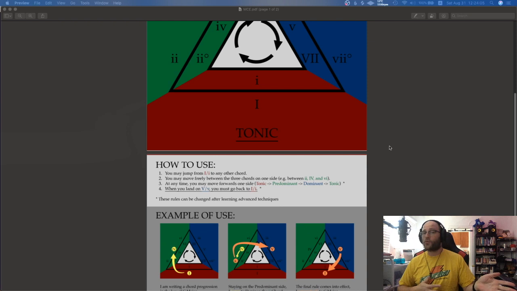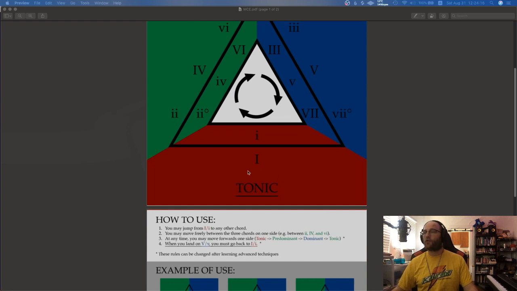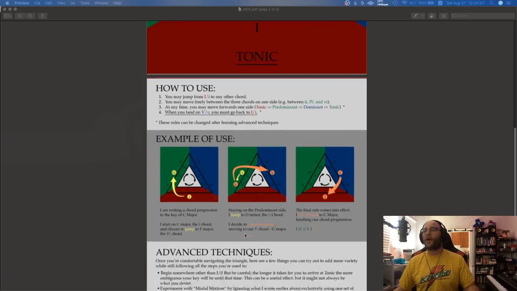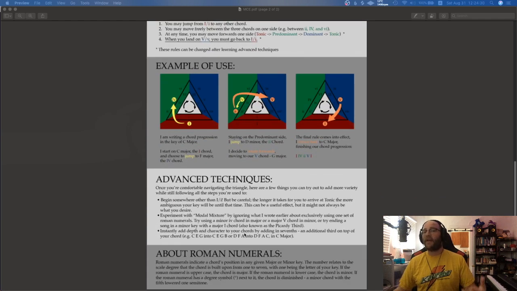If you don't want to go too much further, if that's a lot for you to take in, pause the video right now, spend a couple of minutes, maybe an hour or so, just playing around with different chord progressions. Try using these rules to ingrain within your head how these chords operate. And once you're comfortable with that, you can come back and start playing with advanced techniques, such as starting somewhere other than your one chord.